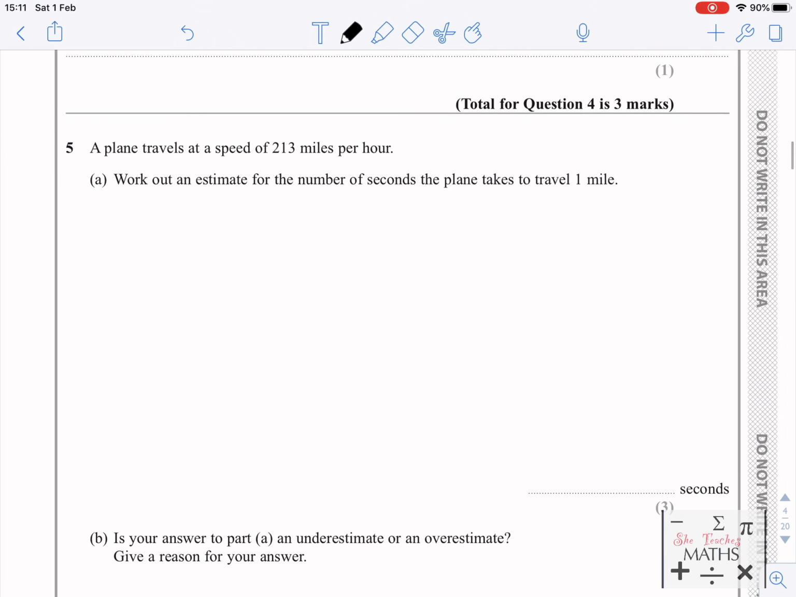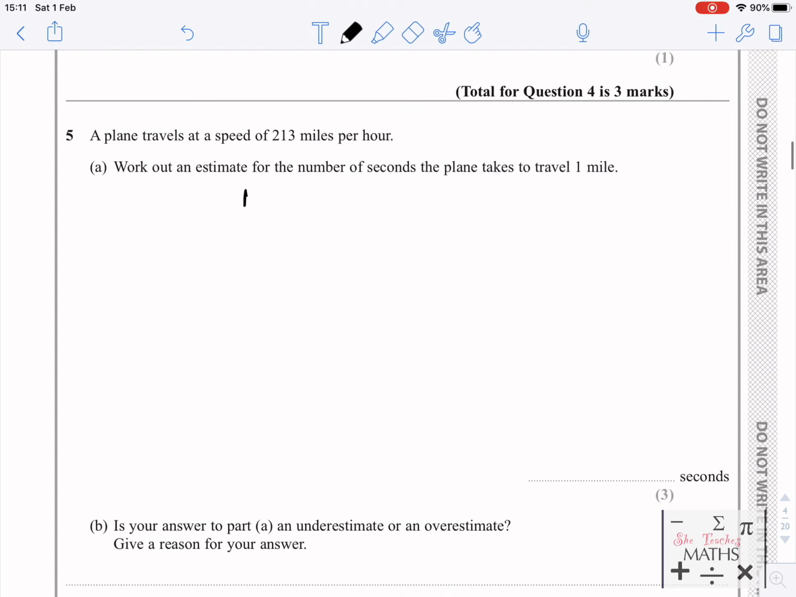Next question says, a plane travels at a speed of 213 miles per hour. Work out an estimate for the number of seconds the plane takes to travel 1 mile. It will be miles to hours. But bear in mind that you've got to be reading the question properly, as it's not asking about hours, it's asking about seconds. So at the end we will need to convert the hours into seconds. So it's 213 miles per hour. And it says, work out the number of seconds the plane takes to travel 1 mile.